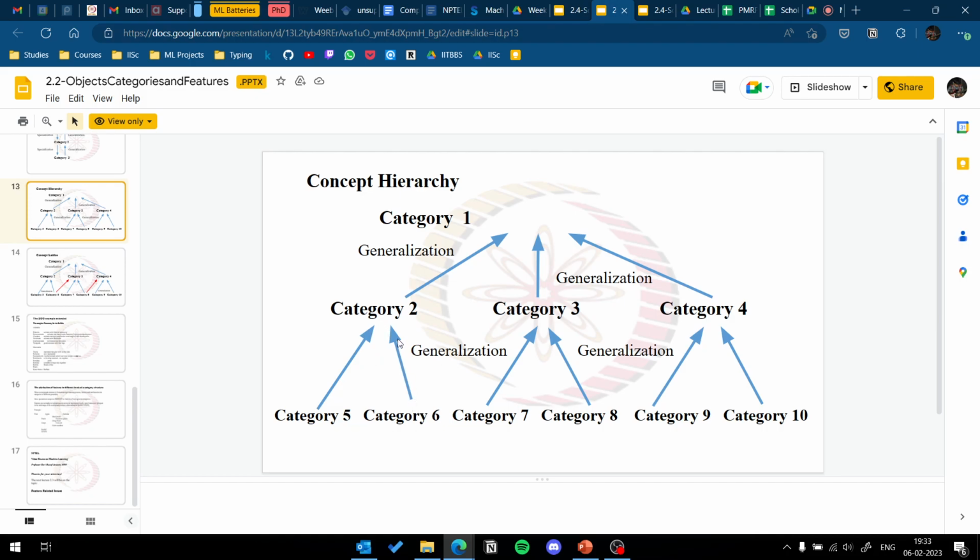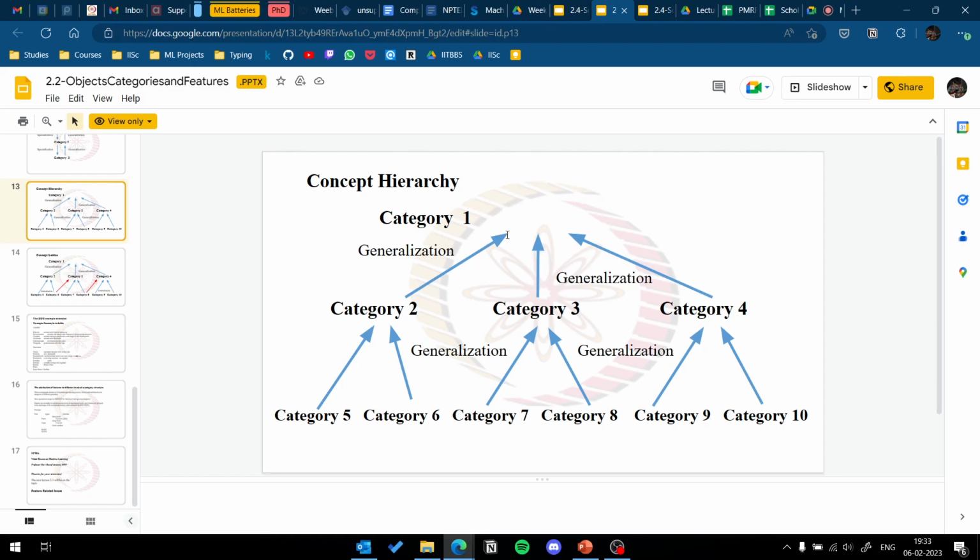So category 2 is the generalization of 5 and 6, and category 3 is the generalization of category 7 and 8, like that. All of them are called categories, which I think causes some confusion, but you can think of it as these two belong to the same family, and these three belong to some superset which contains them.